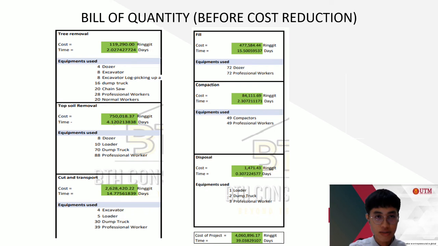This is the bill of quantity before cost reduction. The activities involved are tree removal, topsoil removal, cut and transportation fuel, compaction, and disposal. The total cost of the project is 4,060,896 ringgit, and also the time taken is 39 days.